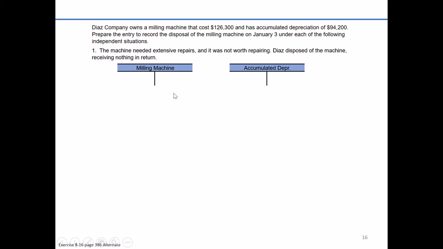We look at our T account for the asset account milling machine. We currently have a debit balance that agrees with the cost of $126,300. We would need to remove that in order to show the disposal. Also, accumulated depreciation, being a contra asset account, is going to have a credit balance of $94,200. So right now the book value we would see on our balance sheet would be $126,300 in costs minus $94,200 in accumulated depreciation, which is $32,100. That's the net amount that would show on our books currently for this asset.